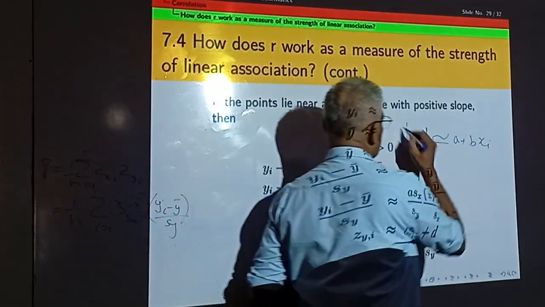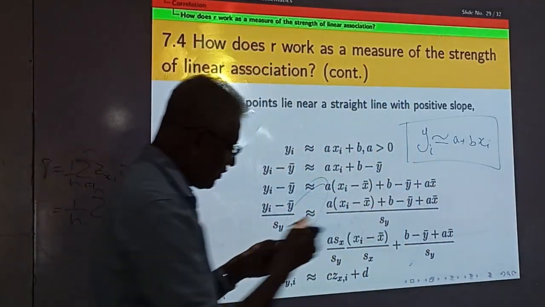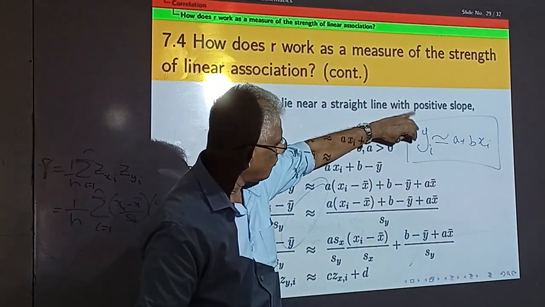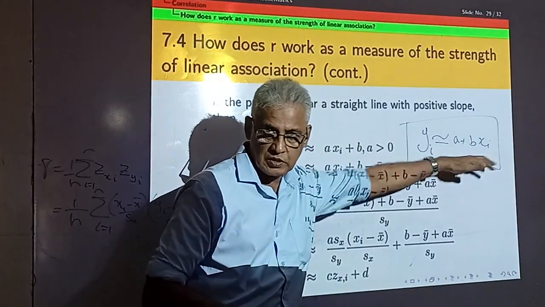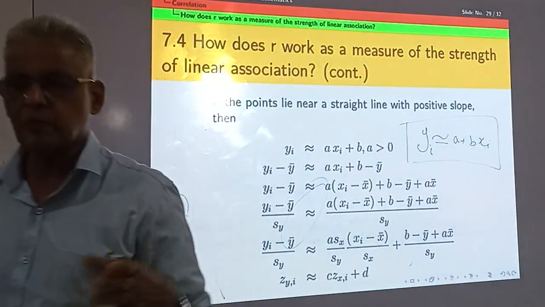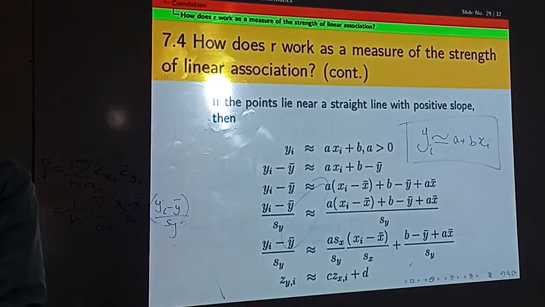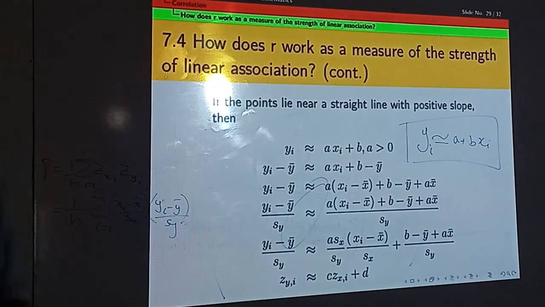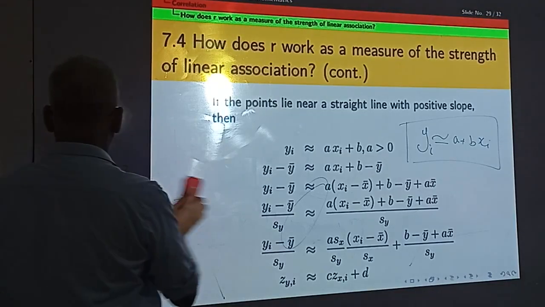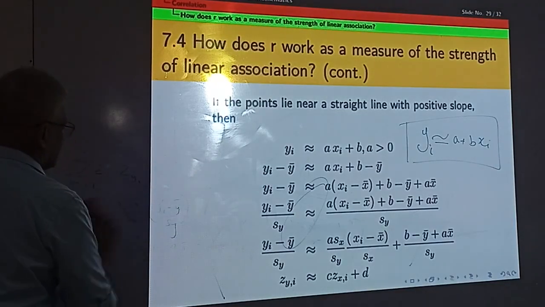So using this idea, you can show that if you calculate, assuming that yi is approximately equal to this thing, you can show that r will be close to 1 in that case. Right? So that is the idea that you have to show. I have done that, so please go through that. I think you should be able to understand that.